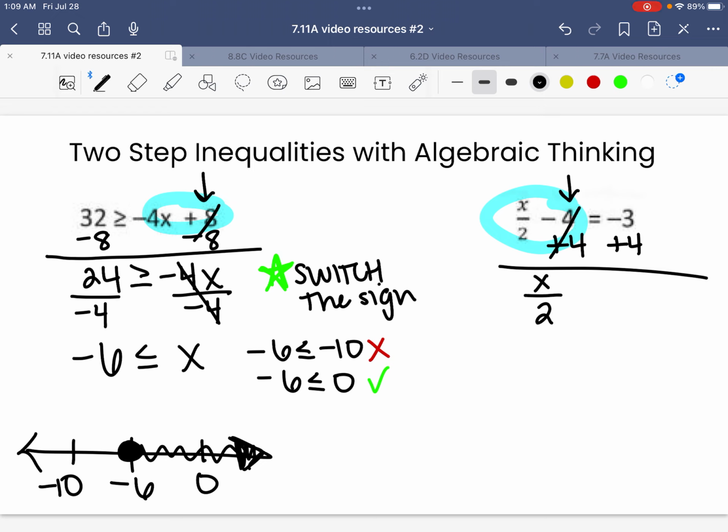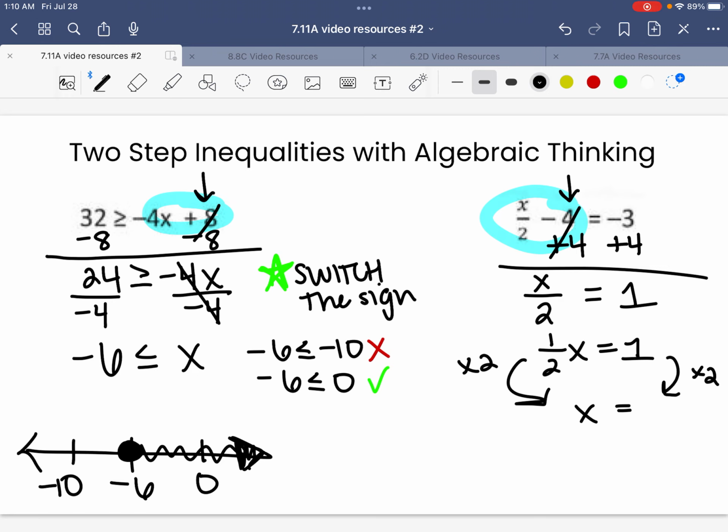Negative 4 and positive 4 made 0. So all of this has to equal, well, negative 3 plus 4 is a positive 1. Because x is getting divided into two pieces, and that's equal to 1, I'm going to rewrite this and say that half of x is equal to 1 because they are the same thing. And I know that in order to get 1 whole x, I will need to double what I have. So 2 times 1/2 of x gives me 1 whole x, and 2 times 1 gives me positive 2.